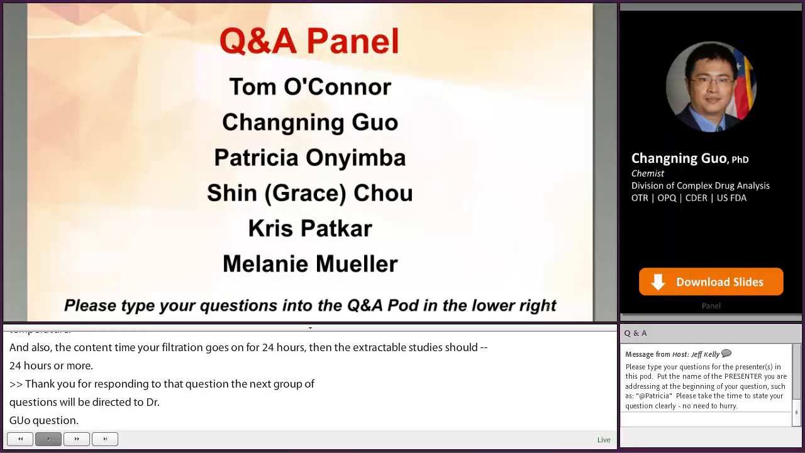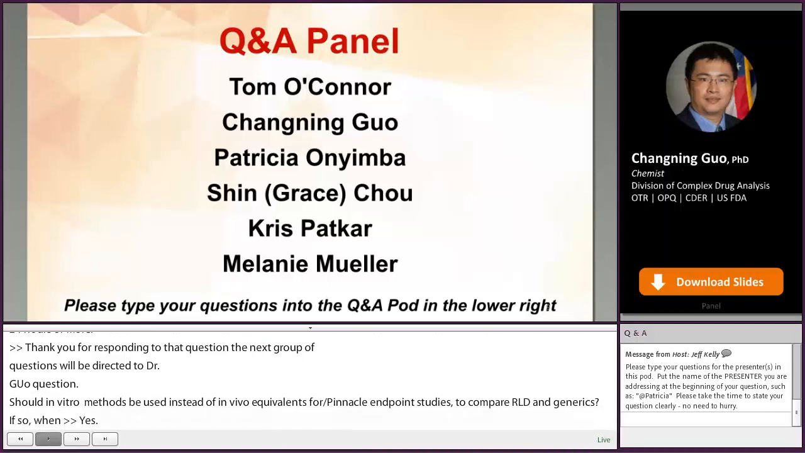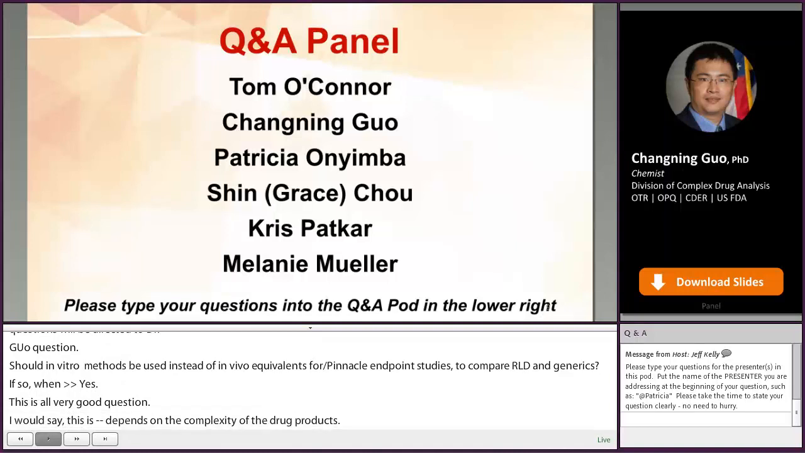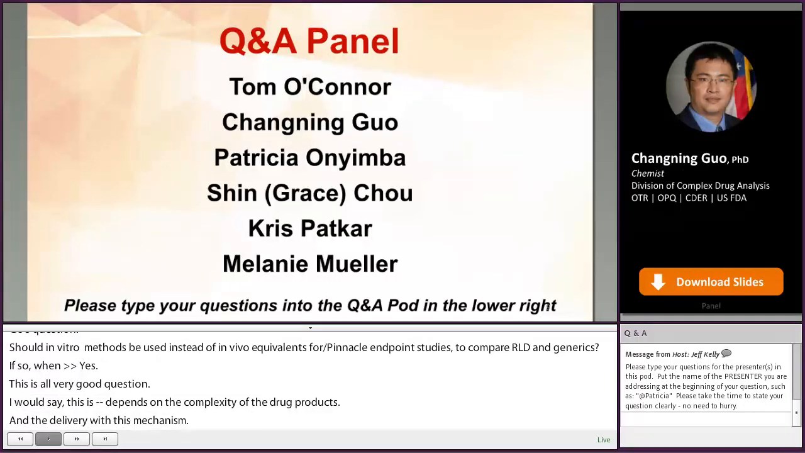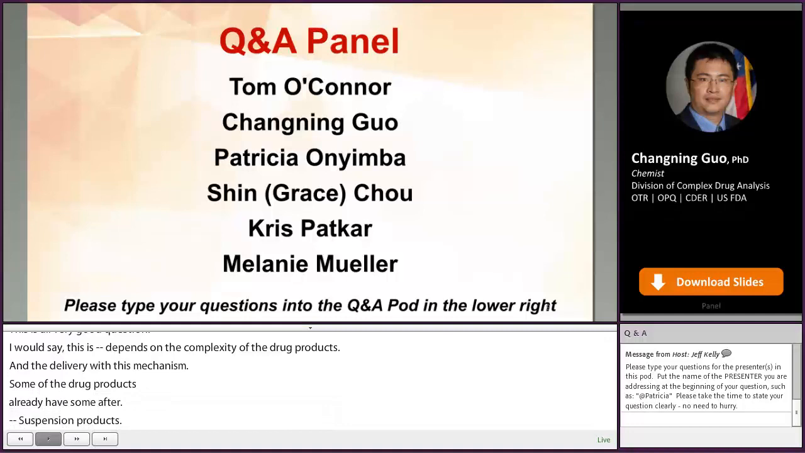Yes, this is a very good question. I would say this is happening, and it depends on the complexity of the drug products and the delivery release mechanism. Some of the drug products already have guidance documents. For example, for nasal suspension products, there are several product-specific guidances already written for the alternate MDRS method as a replacement of a clinical endpoint study.